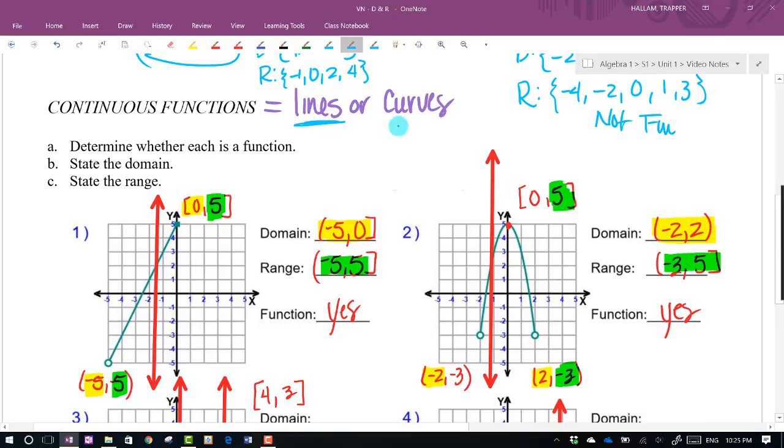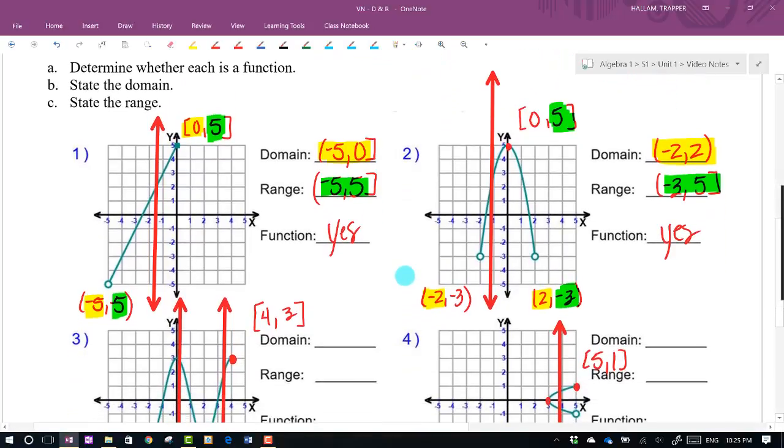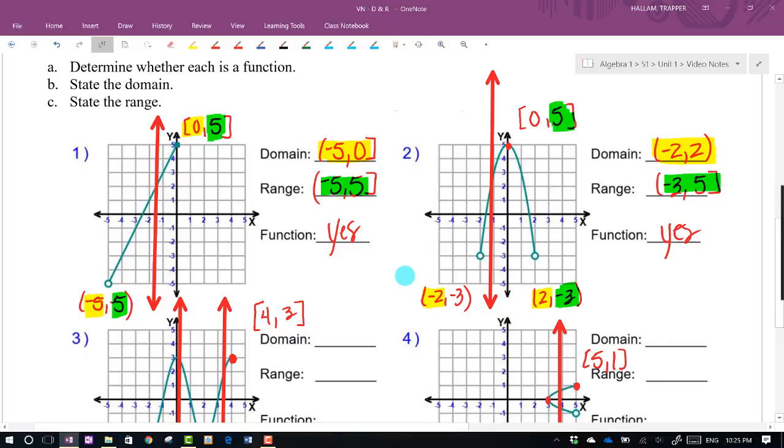So these are going to be lines or curves, not points. If you don't have to pick up your pencil, then it's a continuous function. Sorry, I said that backwards. So remember for this, that closed brackets indicate points that are included at the ends, and rounded brackets indicate open circles or points that are not included. And we can combine those, as you'll see.